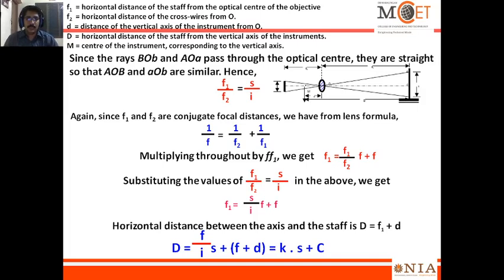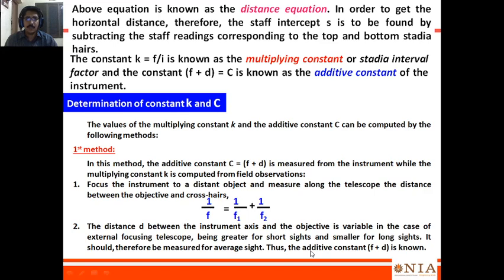Hello friends, in the last video we stopped with this derivation to determine the horizontal distance using the tachometric principle, right? So D is equal to Ks plus C. That is called the distance equation, and K is equal to F by I, the multiplying constant or stadia interval factor, and the constant F plus d, which is equal to C, is known as the additive constant. Right, this we have determined using the concept of Lens's formula.